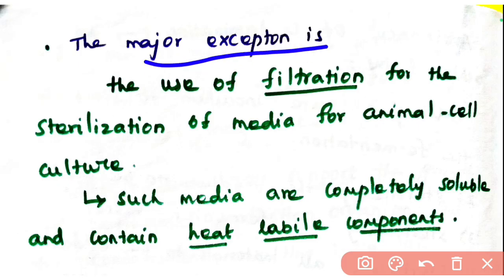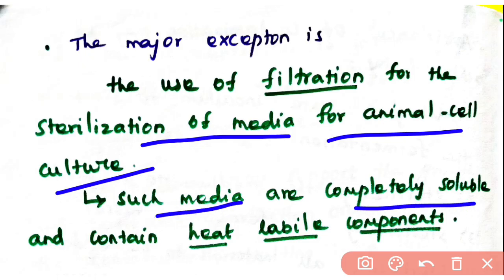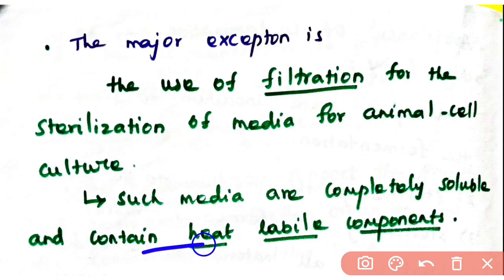The major exception is the filtration method. Okay, so this method is used to sterilize media for animal cell cultures because these media are completely soluble, and specifically these media contain heat labile components. Okay, so this filtration method is used to sterilize heat sensitive compound containing media because high temperature can degrade or destroy these heat labile components. Okay, so filters with specific pore sizes may remove microorganisms from the liquid media. So here we are achieving the sterilization without heat.